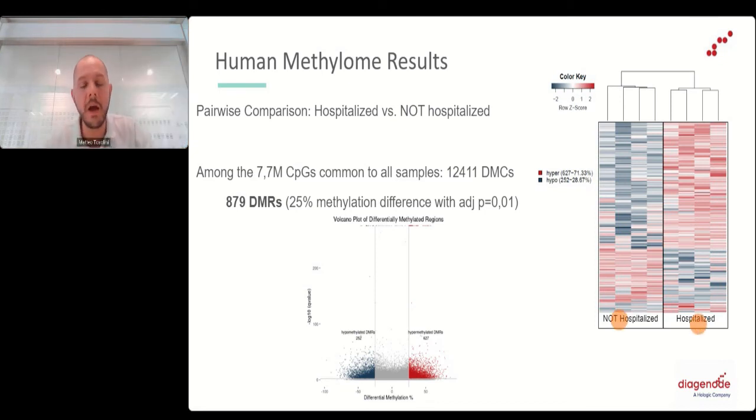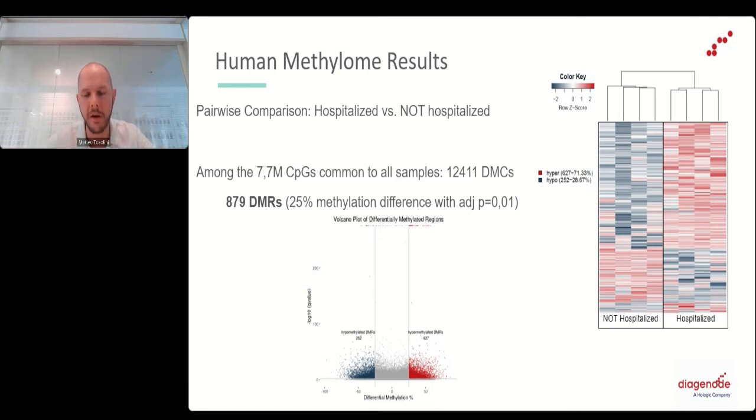So those data, even though they are still a pilot project on a very limited number of samples, strongly suggest that the human methylome, thanks to its broader coverage, is able to detect more easily DNA methylation signatures that can occur in such peculiar or complex diseases.